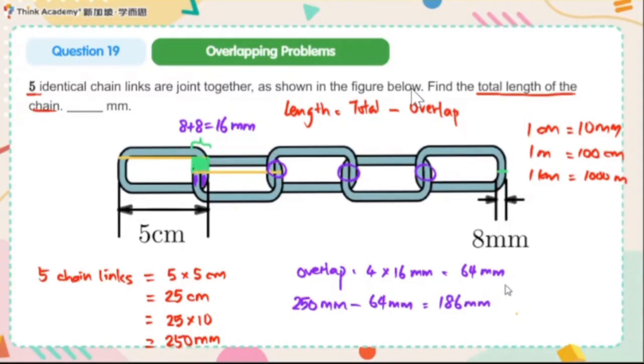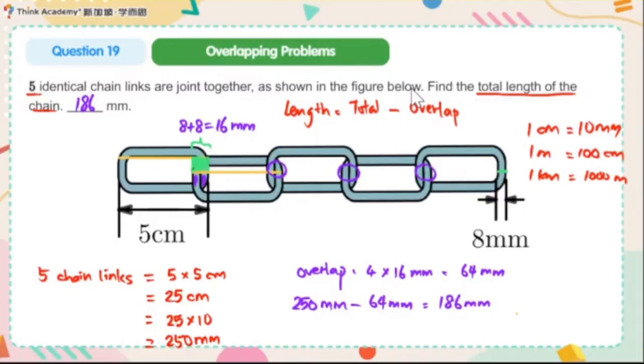A lot of the students couldn't get this. Each overlapping part is 16 millimeters, right? Or they don't know what to do with the overlapping part, right? When there is an overlapping part, you need to subtract, okay? You need to do the subtraction. Subtract 1 copy of each overlapping part to get the actual length. So my answer is 186 millimeters.